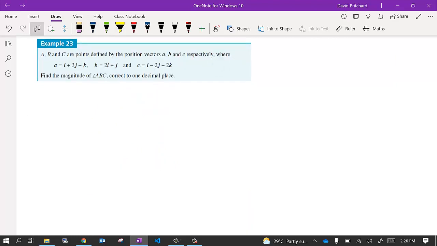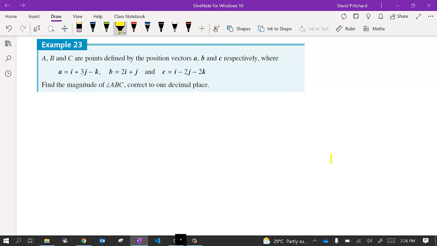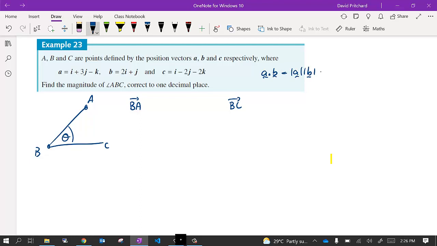If we step forward to the next one, now we're looking for the magnitude of the angle ABC. If we draw the angle ABC, that means we're going from point A to B to C. This angle that we're looking at is here. So what we will need is the vector BA and the vector BC to be able to do this. We're going to use that rule, A dot B is equal to the magnitude of A, magnitude of B, because of the angle between.